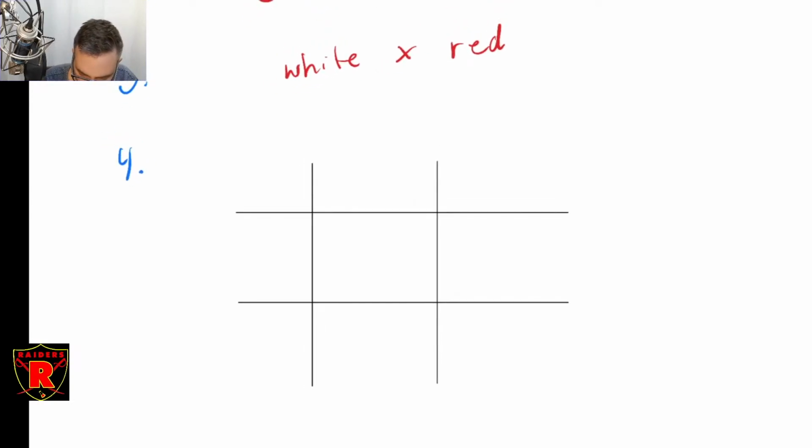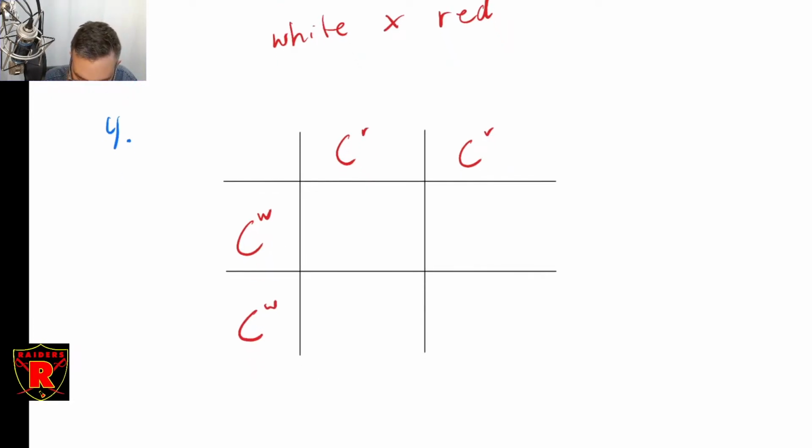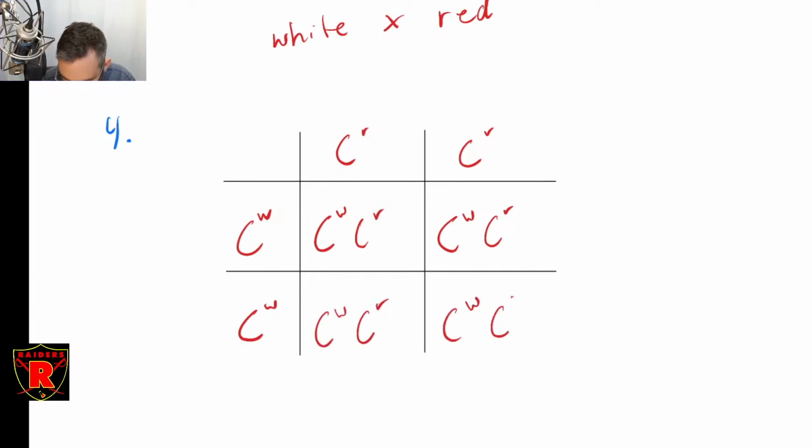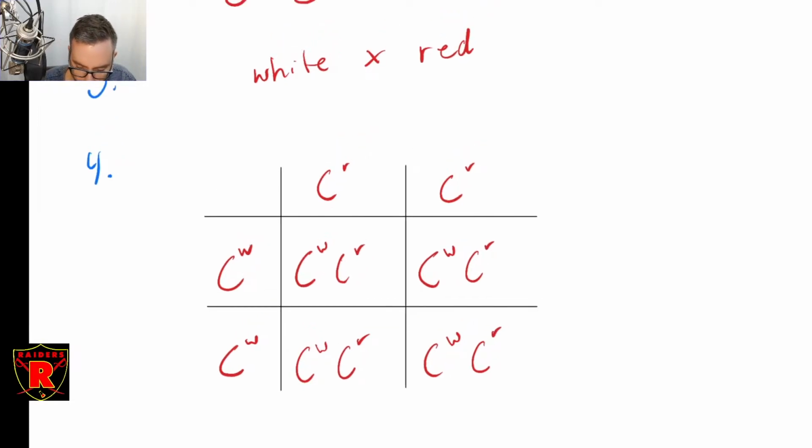Okay, so one goes at the top. CR, CR, CW, CW. And then let's look at our potential offspring here. So we're going to have CW CR, CW CR, CW CR, CW CR. Okay, so there's our Punnett square.